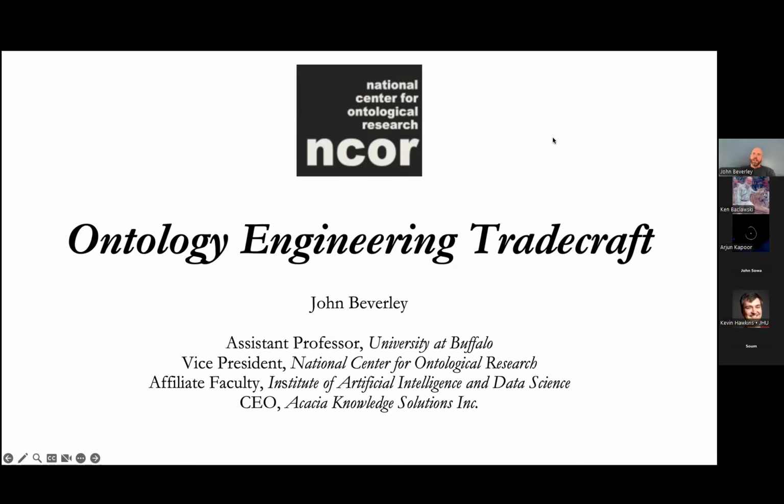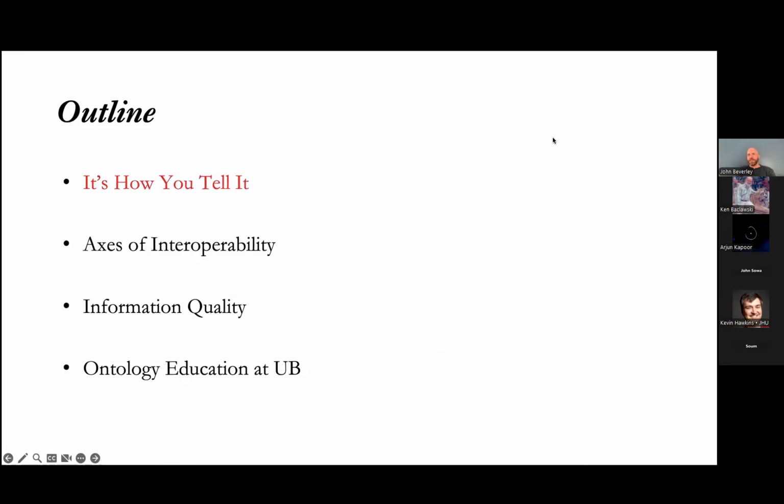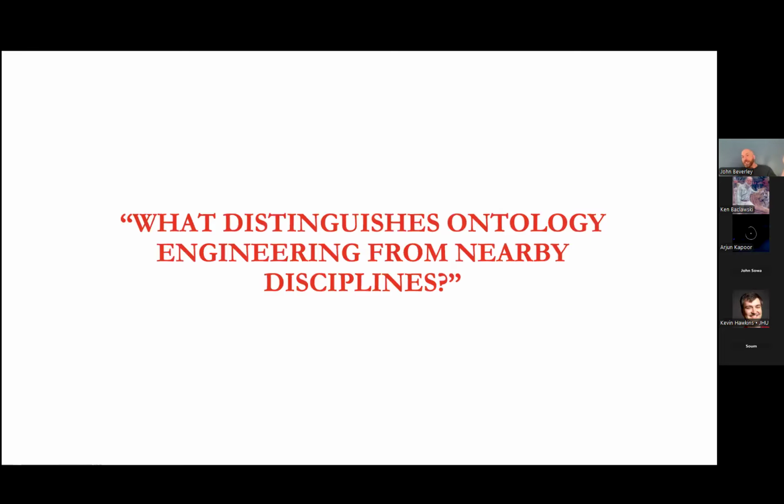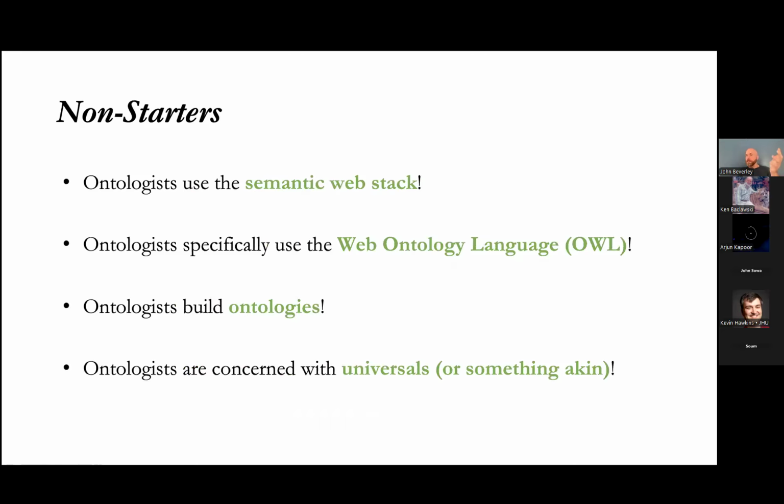So let me get more specific. Here's a question that I posed at Ontobros 2 years ago as keynoting. What distinguishes ontology engineering from nearby disciplines? And these are some of the answers that I got. Ontologists use the semantic web stack. Ontologists use OWL. Ontologists build ontologies. Ontologists are concerned with universals or something like that. These are not good answers.